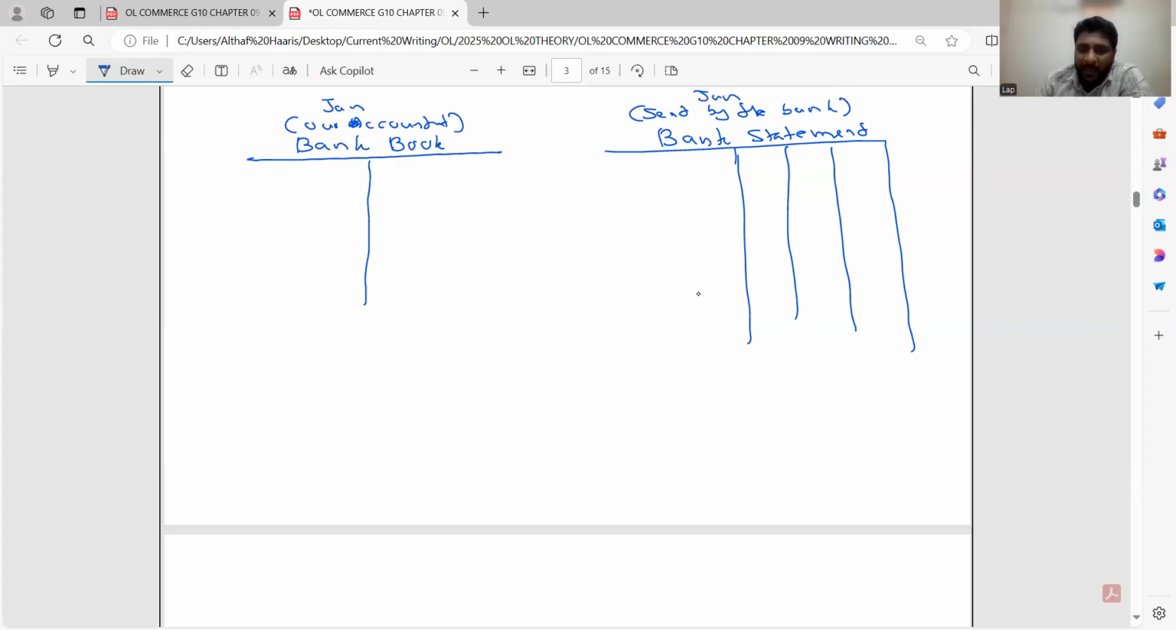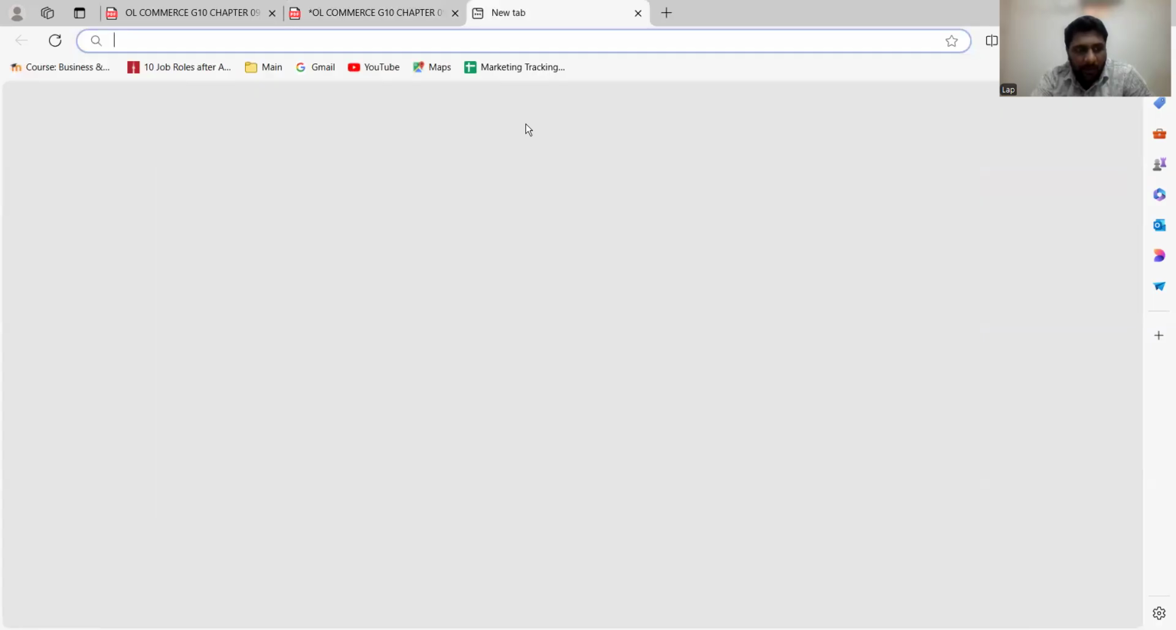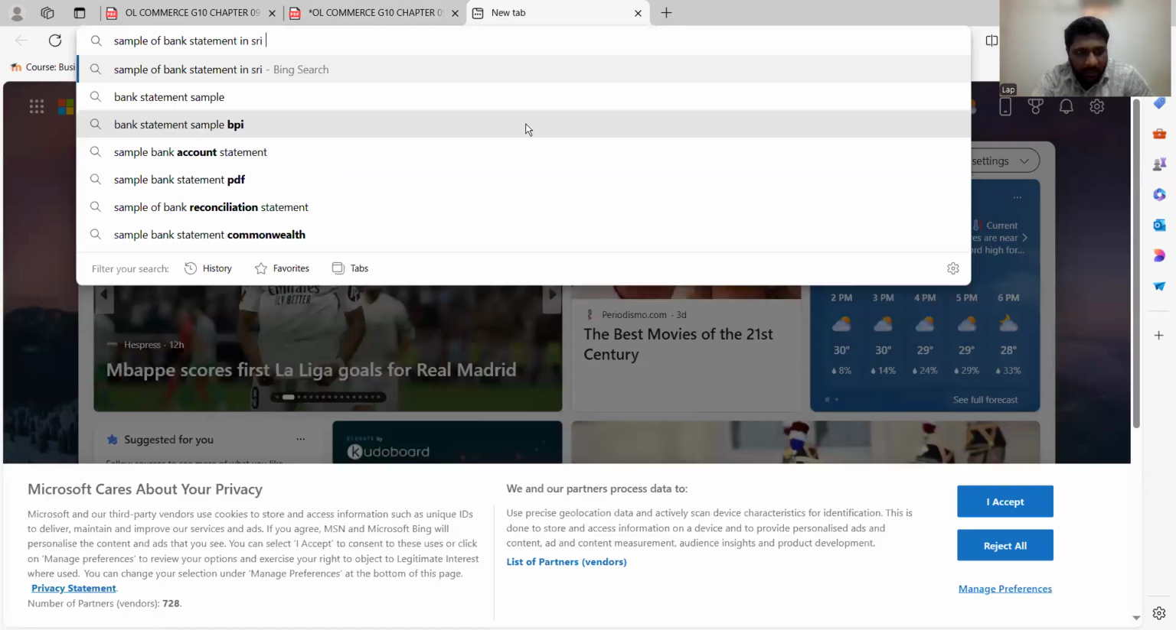So you will have the opening balances. We'll assume the balance brought forward on 1st January is 10,000, and in the bank also, the opening balance on 1st January is 10,000. Now here in the bank statement, you have two columns. I'll just show you a sample of a bank statement in Sri Lanka.